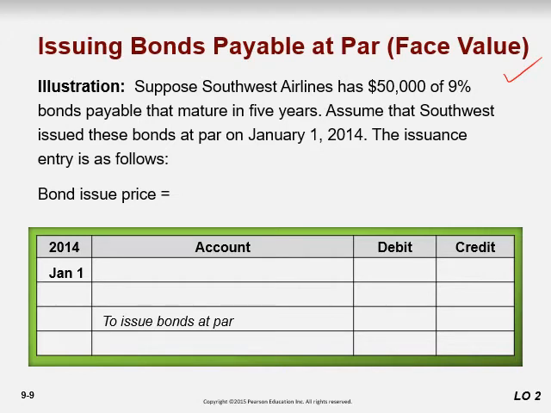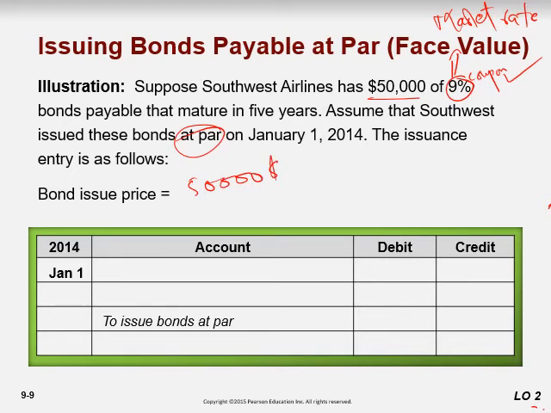Okay, suppose Southwest Airlines has $50,000 of 9% bonds payable that mature in 5 years. So remember, this 9% is called the coupon, which means it is written on the face of the bond. Assume that Southwest issued these bonds at par, which means this 9% coupon is exactly equal to the market rate. The market rate is also 9%, right? So the bond will be issued at par. It means the total value of the bond is 50,000.